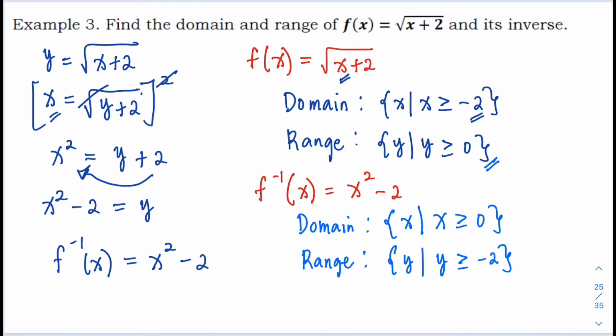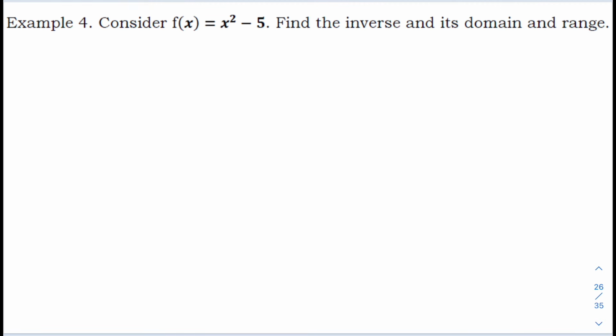So, let's have our last example, number 4. Consider the f of x equals x squared minus 5. Then find the inverse and its domain and range. Okay? So, una, kunin muna natin guys yung ating inverse function. So, palitan natin si f of x ng y. So, we have f of x or y is equals to x squared minus 5. Okay? Then, interchange natin si x and y. So we have x equals y squared minus 5.